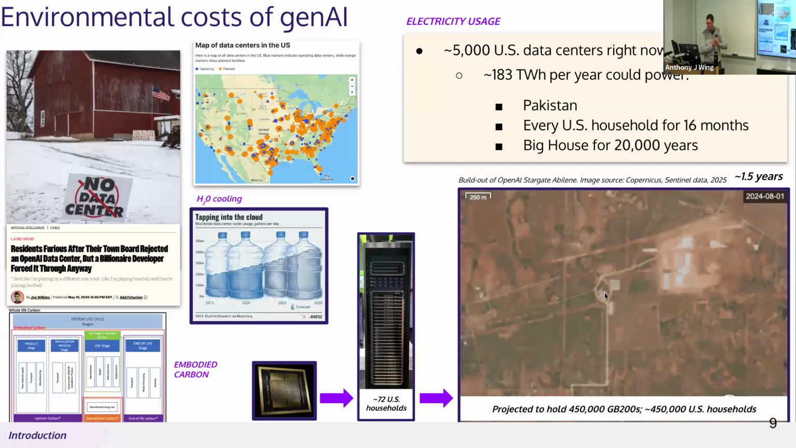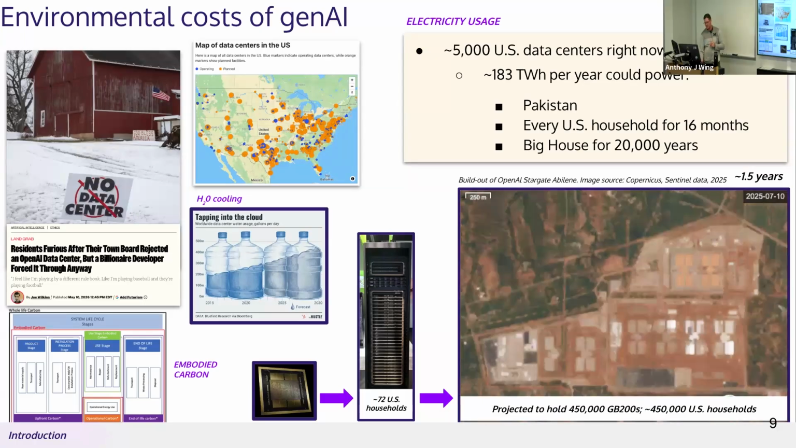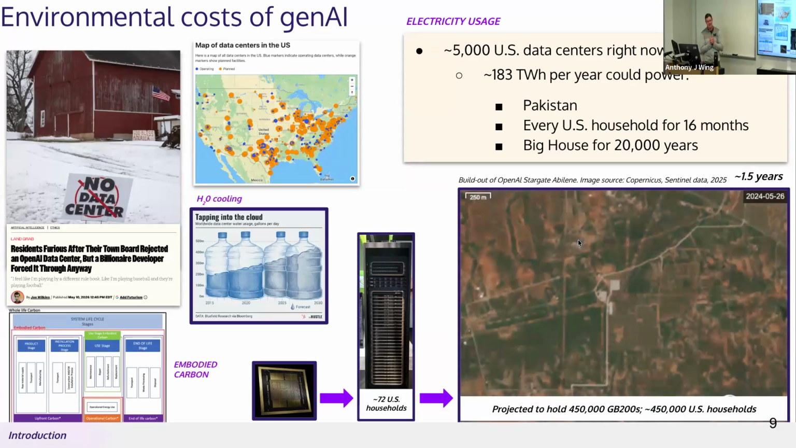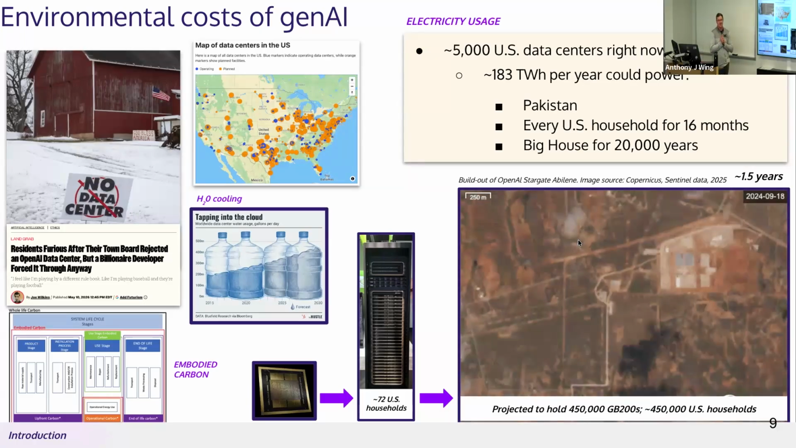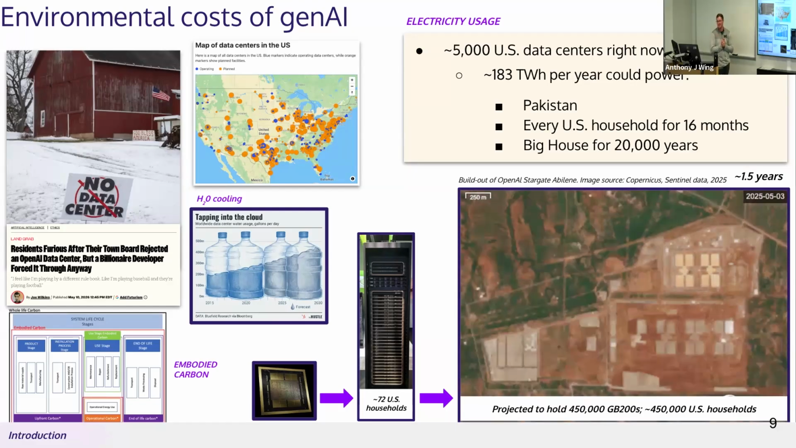If we look at this aerial view of the Abilene, Texas, OpenAI Stargate data center that's being built, it took just about a year and a half. They're still expanding it. But right now it's projected to hold about 450,000 B200s. So that's 450,000 homes just from one data center. And there are roughly 5,000 in the US.